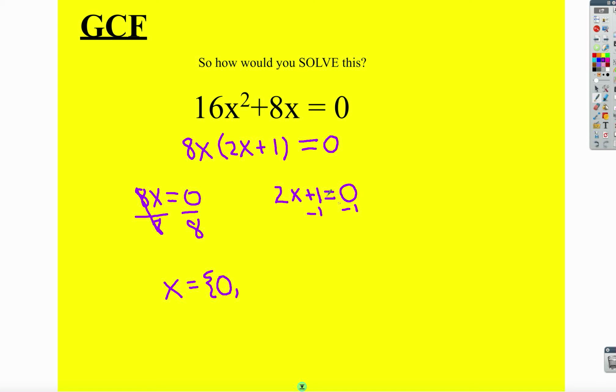Over here I'll subtract 1 from both sides. I get 2x is negative 1. Divide both sides by 2. I get x is negative 1/2. And those are my two solutions.